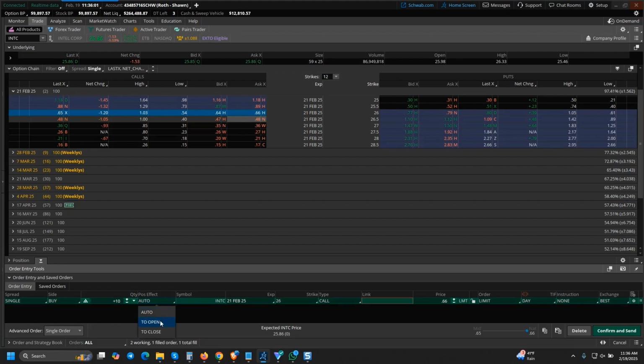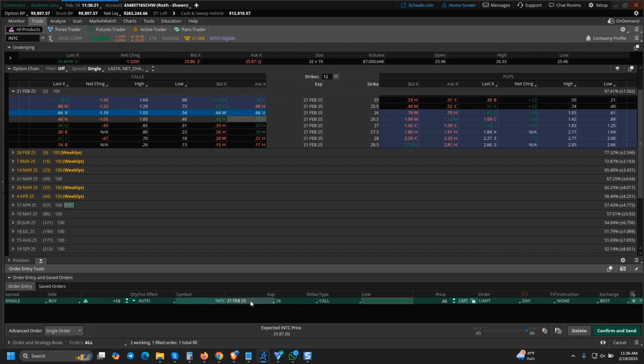The effect auto normally is the default that I always use, but in this case it would be to open a position. It's not to close because you don't currently own the option and you're not selling it, or you haven't sold it short and you're not buying it back. So auto is good. The system really gets it right pretty much all the time.